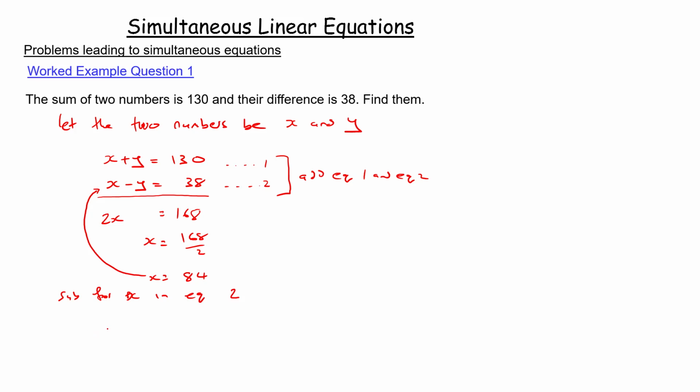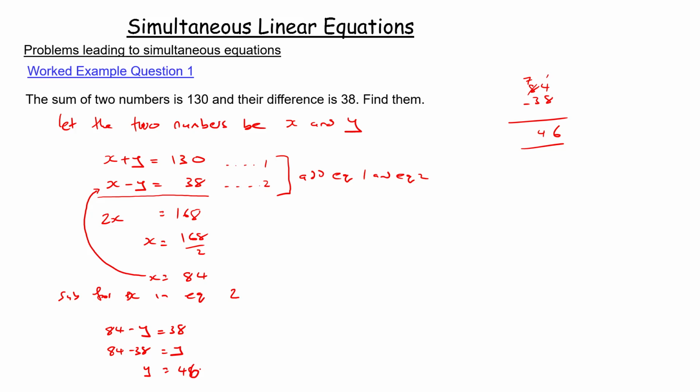So that means 84 minus y is equal to 38. I'm going to take the y and put it on that side. So 84 minus 38 is equal to y. And I've got to work out what 84 minus 38 is. Can't do that in my head. Just do it on the side here quickly. Got to borrow from the 8. 14 take away 8, 6. 7 take away 3, 4. 46. So y equals 46. Oops.